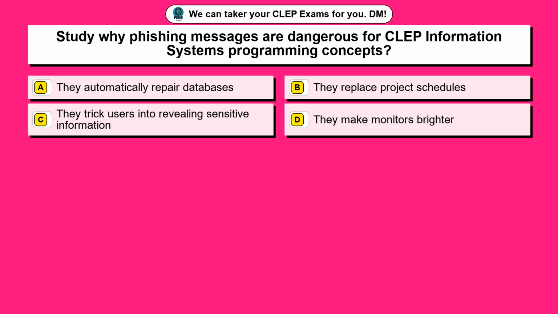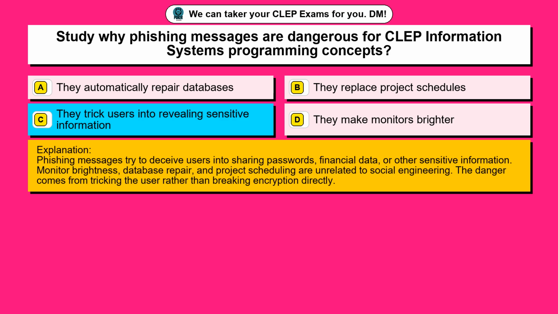Information Systems programming concepts. Option A. They automatically repair databases. Option B. They replace project schedules. Option C. They trick users into revealing sensitive information. Option D. They make monitors brighter. The correct answer is option C. They trick users into revealing sensitive information.